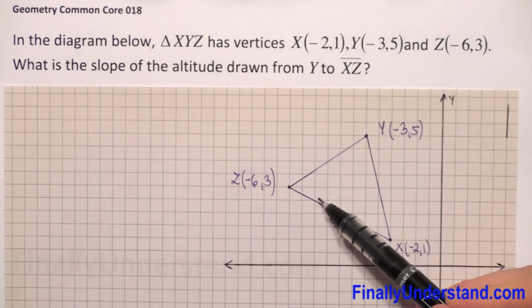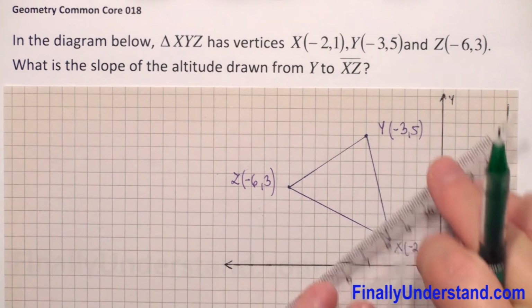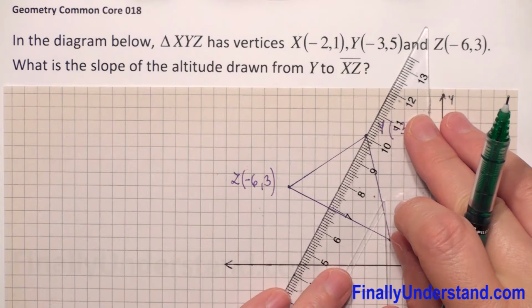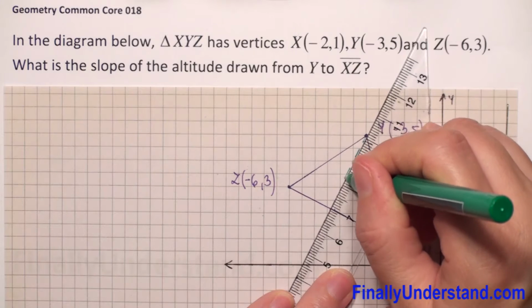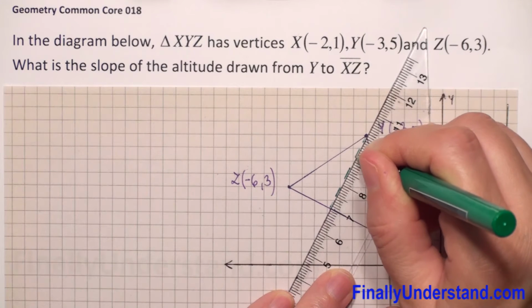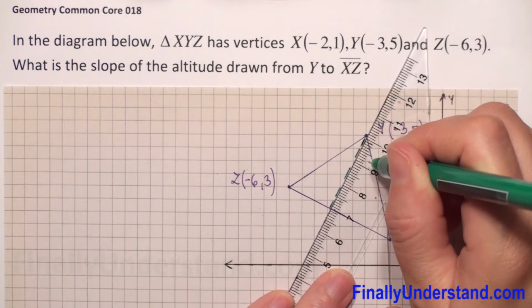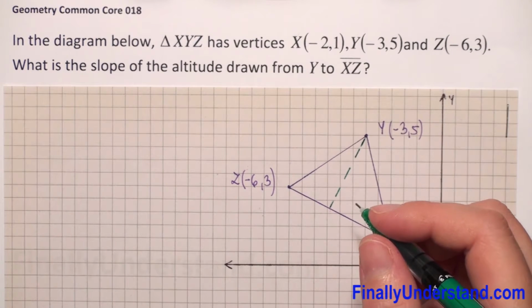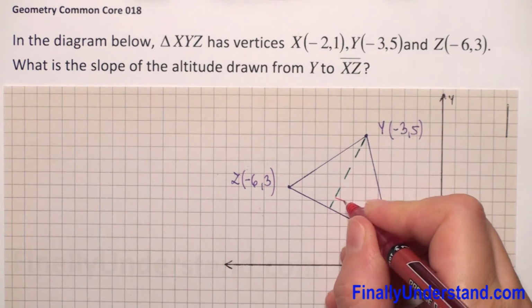the opposite side, or to the line that contains the opposite side. So our altitude must be perpendicular to segment XZ. This is our altitude. In other words, this is the height of our triangle, and the altitude is perpendicular to the segment. So here we have a right angle.